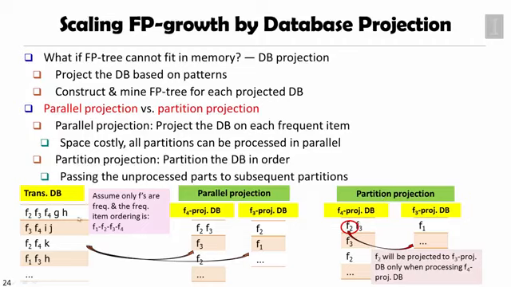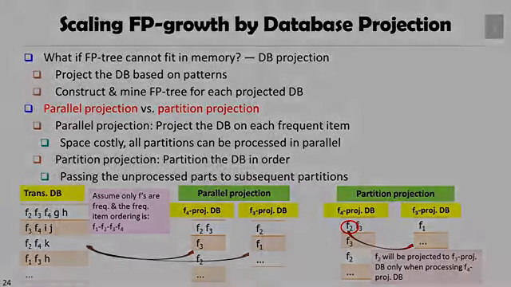Partition projection, the general philosophy is for each string, you only put it into one place. For example, this one contains F4, you only put F2, F3, but you don't put this F2 into the F3 projected database. When you finish mining F4, when you do this projection, then you think this one is related to F3, you will put this one into F3. So that's just different choices, different partition or parallel projection. It's just a different way of implementing it. Thank you.